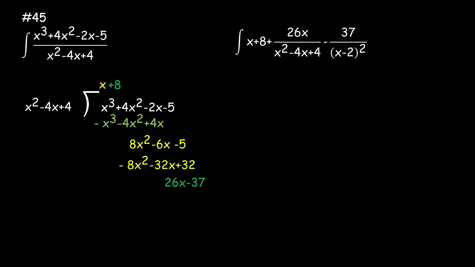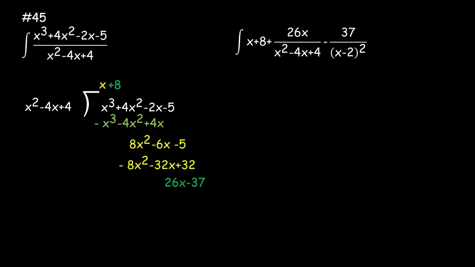Now for the third term, which is 26x over x squared minus 4x plus 4, we notice that if we differentiate the bottom, we would have 2x. But then the numerator has 26x, so we can actually rewrite this such that it has a 2x in it, which would be 13 times 2, right? And then for the last term, we also have the denominator, which is x minus 2, having a derivative of just 1, which is a constant.